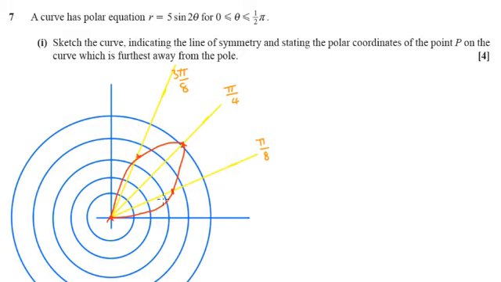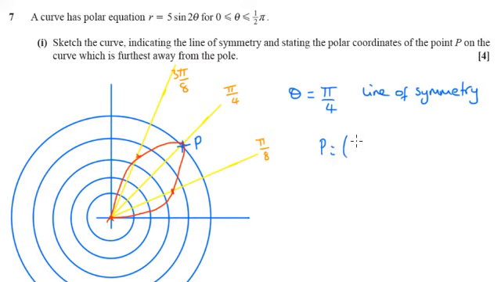So just to finish off the question then, we can see that pi over 4 is a line of symmetry, or theta equals pi over 4 is a line of symmetry. It's not asked us to prove it, so we don't have to use the method that you'll have been shown in class. To prove it, we just have to state or indicate. And state the polar coordinates of the point P on the curve, which is the furthest away from the pole. So P is this point here. The coordinate of that for P then is going to be pi over 4 for theta and 5 for r.